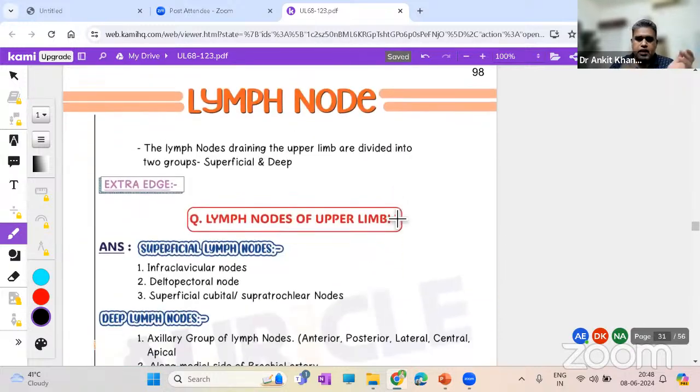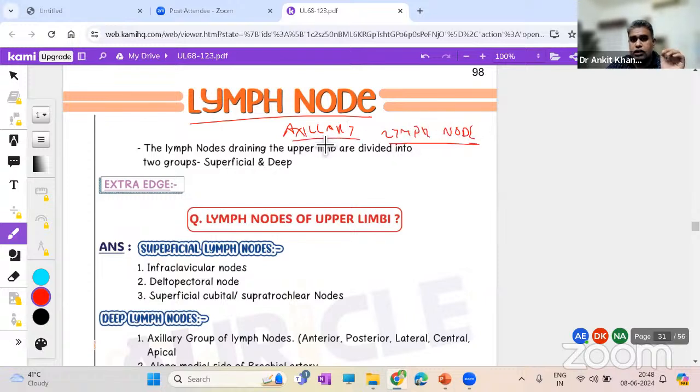Okay. Now let's come to the lymph nodes. Vessels we have done. Lymph nodes again. It's very simple. You'll see in the notes. But again, questions might come from the lymph nodes. Let me tell you that if a question comes from lymph nodes, it will mainly come from the axillary group of lymph nodes. Try to understand that. So focus mainly on the axillary group of lymph nodes, which we have done in the topic of mammary gland or breast.